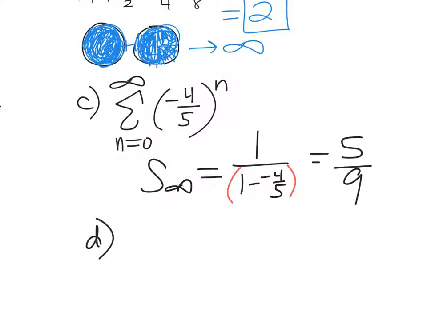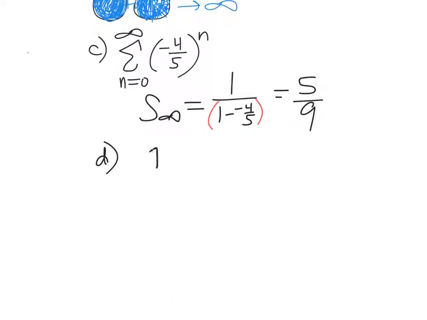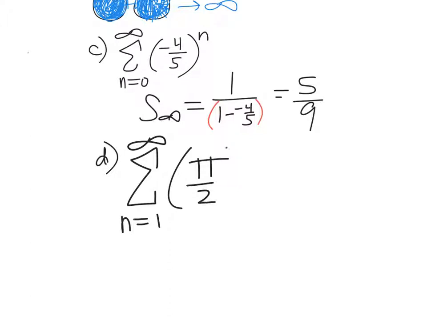Okay, and then the last one. The last one, it's a fun one. Sigma n equals 1 to infinity of pi over 2 to the n. Okay, you get so used to doing these that you just go straight to the formula and you don't even think about it. Well, let's think about it. What is pi over 2? Half of pi. Pi is 3.1415.